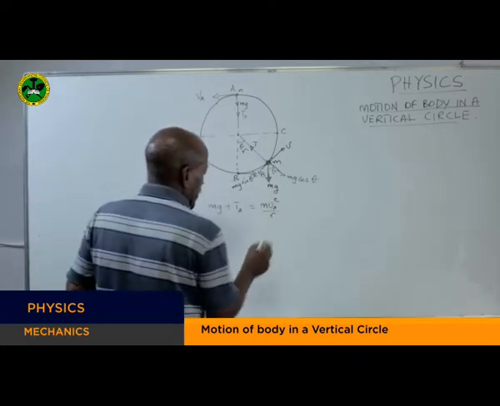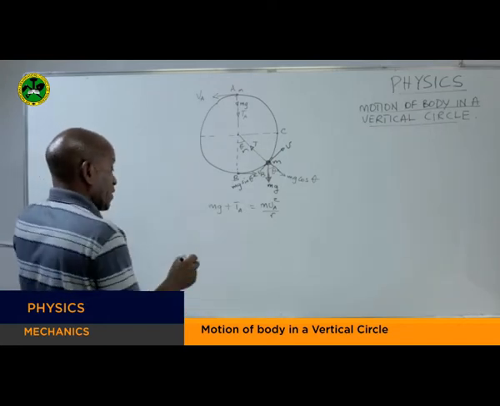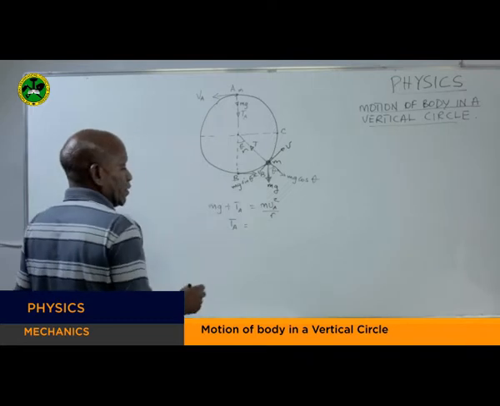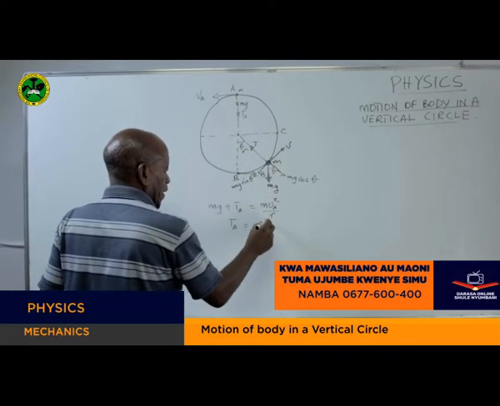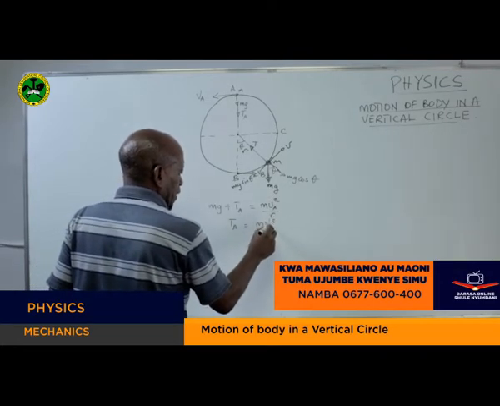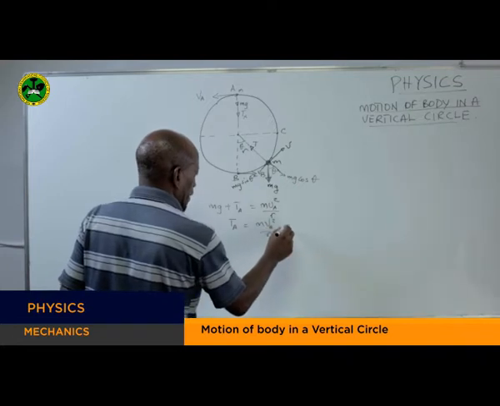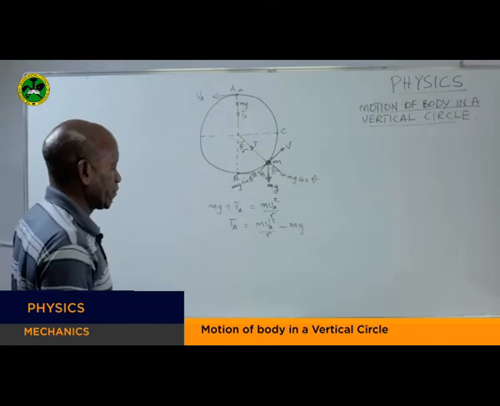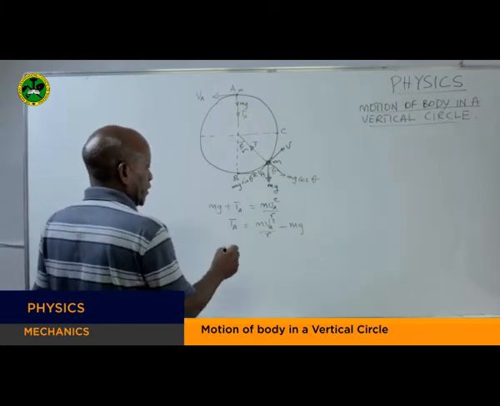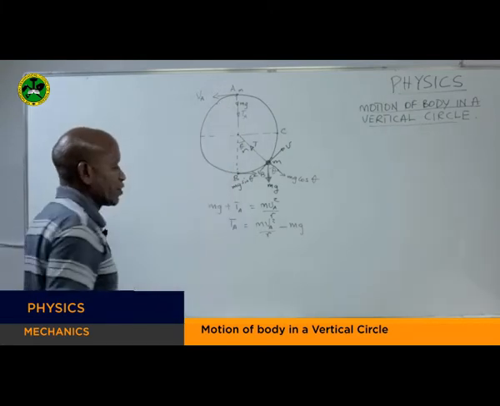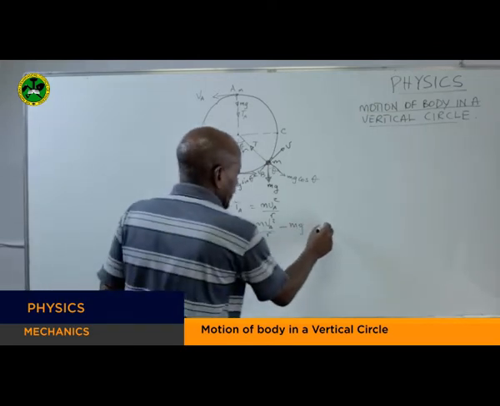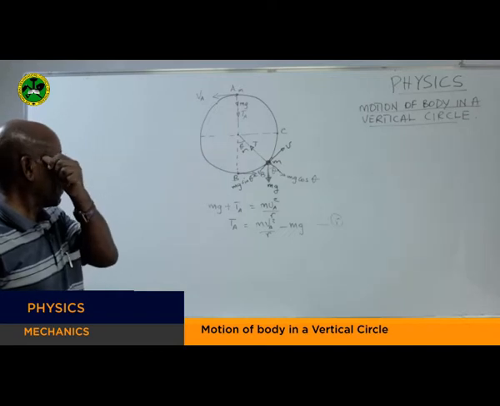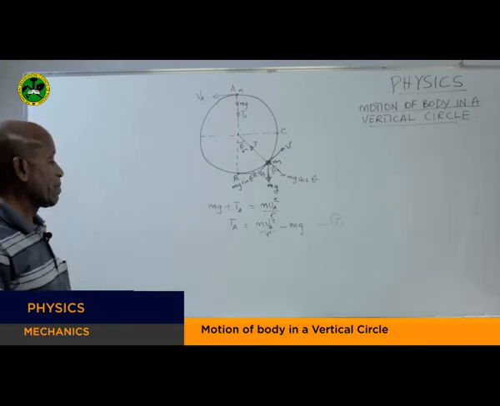So this will be our expression, such that if I need to determine the tension at point A, we'll have mv_A squared over r minus mg. And this is the tension which is obtained at the highest point there.